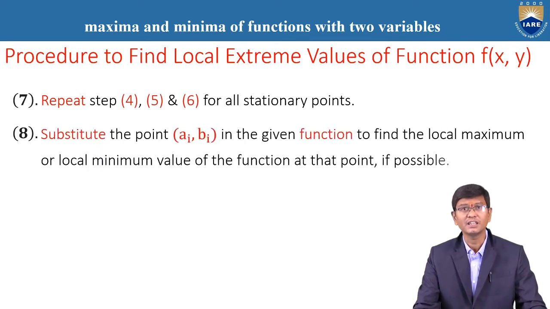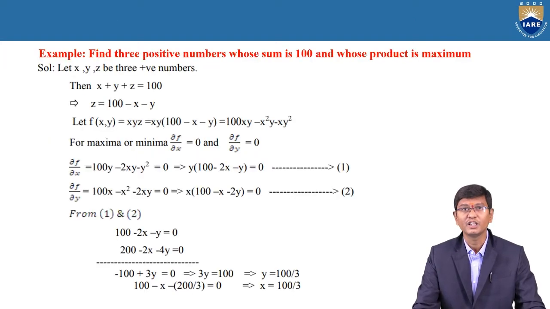And by using the condition, we need to find out whether the function has a local minimum value or a local maximum value. Now, we'll discuss a problem based on this, where the given function has three variables, and see how to find the solution.